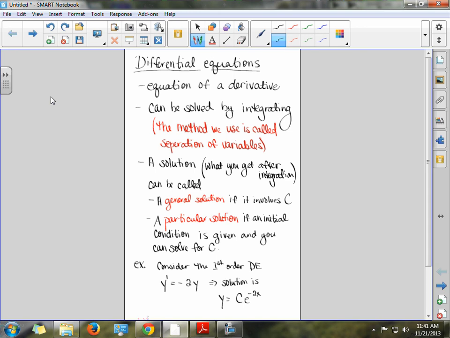So I've kind of given you guys just a lowdown on what differential equations are. It's going to be an equation of a rate of change or an equation of a derivative. The solution is going to be the original equation. So obviously if you have a derivative and you want a solution, then you solve this by integrating. And the method that we learn in this class is called separation of variables, but there's lots of methods. There are some really complicated differential equations out there that take a lot of work to solve. We don't really get into that in this class.